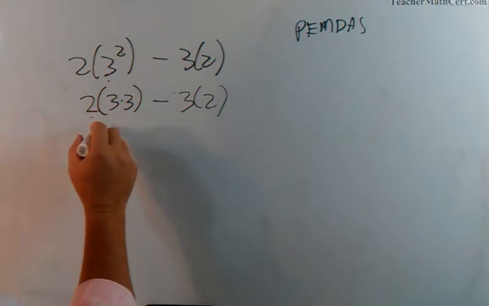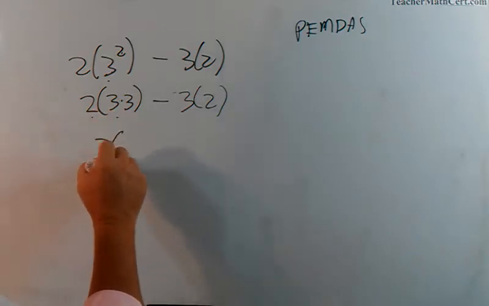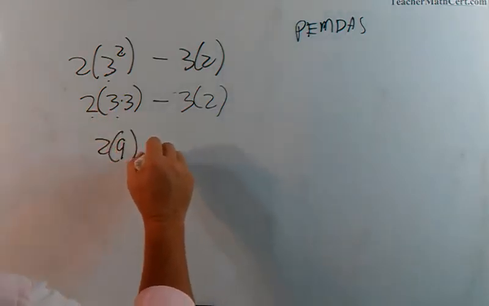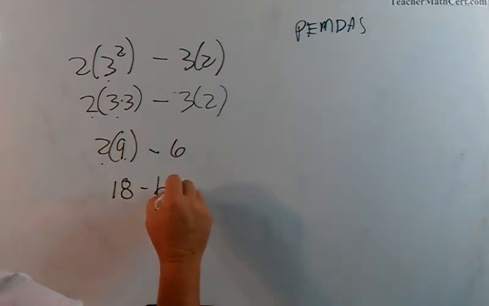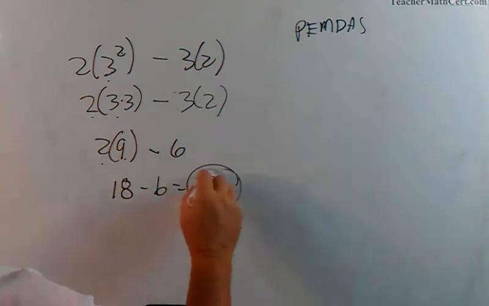We've got 2 inside the parentheses still. 2 times 3 times 3 is 9. Minus 3 times 2 is 6. 2 times 9, 18. Minus 6. Answer is 12.